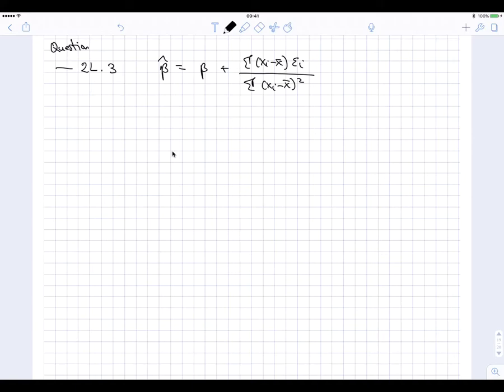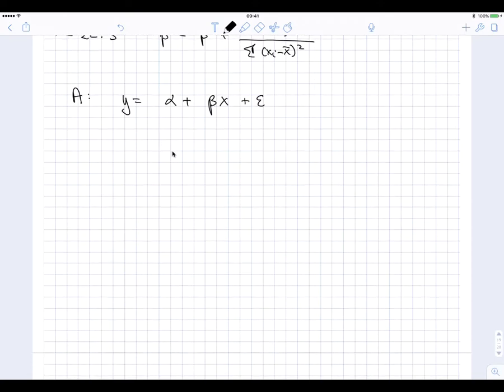The question is, if I assume, and this is an assumption, don't forget, if I assume that y is equal to alpha plus beta x plus epsilon, how come I can write beta hat in that particular form?